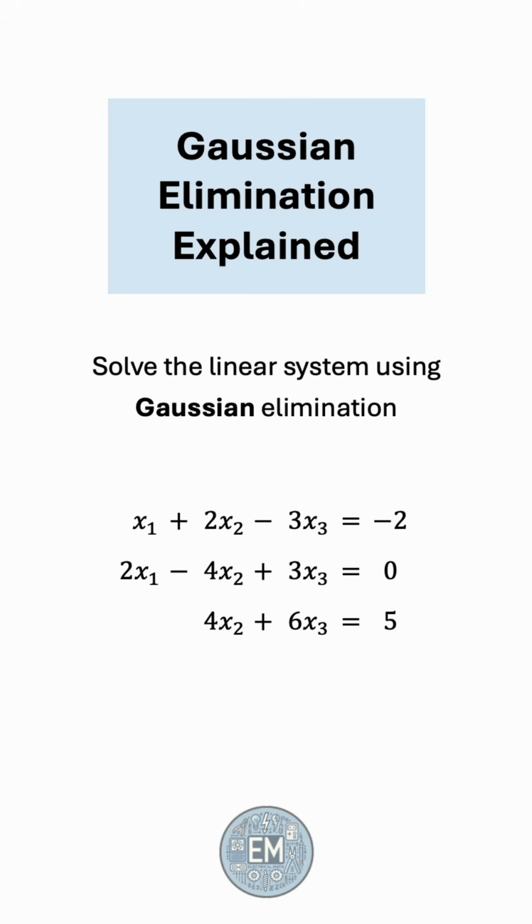What is Gaussian elimination, and how is it different from the Gauss-Jordan method? Let's understand this through a worked example.